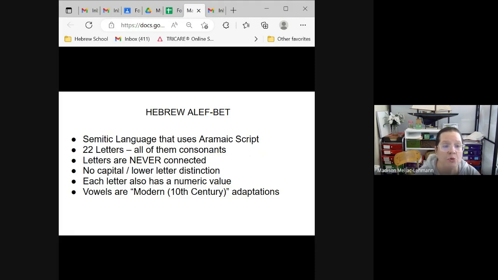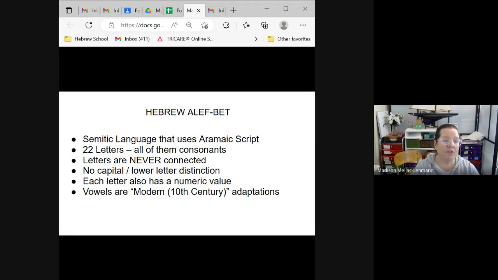There's 22 letters. All of them are consonants, so there are no letters that are vowels in the Hebrew language. The letters are never connected, and there is no capital or lower letter distinction. So for those of you who always had your papers corrected when you were in elementary school for not capitalizing, guess what? You'll never have that problem in Hebrew. Also, each letter has a numeric value. I just want you to know that. You don't need to worry about that right now, but I just wanted you to know that.